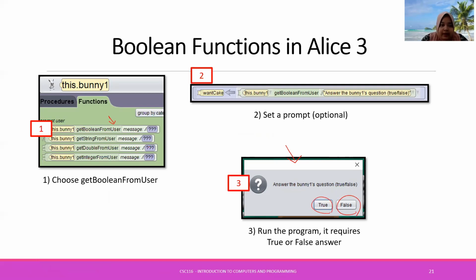Okay, kan dia ada 4 kan. Get string for user, get double for user, get integer from user. Kalau 2 ni dia akan keluarkan yang 1, 2, 3. Kita masukkan nilai. Kalau string ni dia akan bagi text field untuk kita isi. Tapi kalau you pilih get boolean, dia akan keluarkan macam ini. Okay.